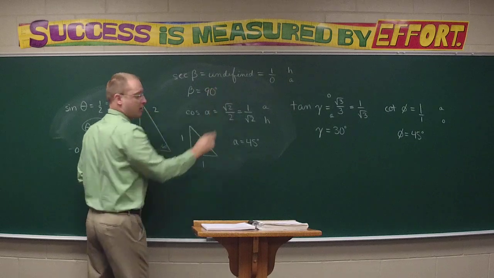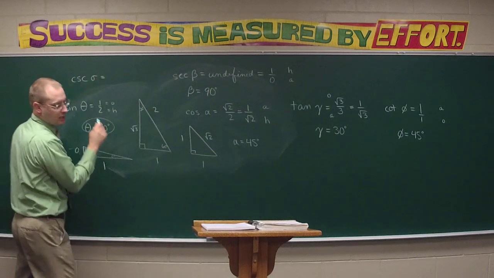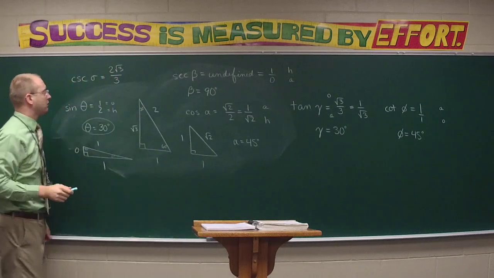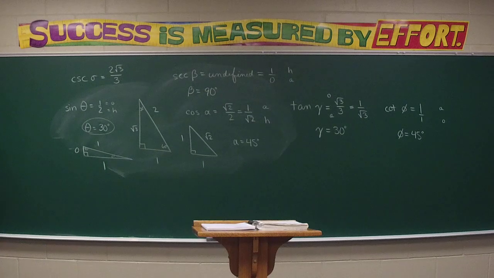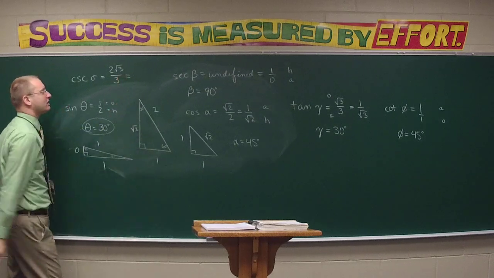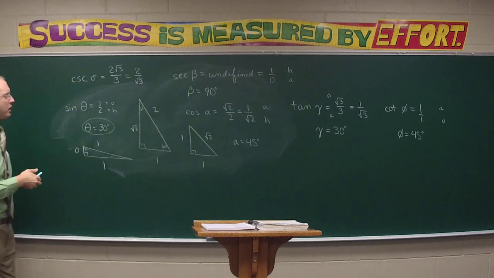What if I told you that the cosecant of sigma is 2 times the square root of 3 over 3? Well, you have to unrationalize it, huh? So 2 over square root of 3. All right, and cosecant's what over what?